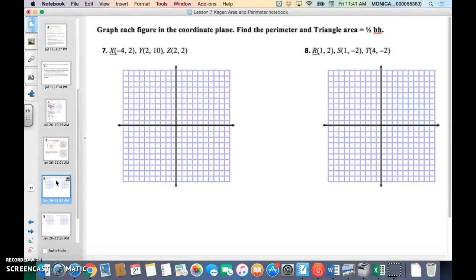Graph each figure on the coordinate plane, find the perimeter and the area. Don't forget the triangle area is 1/2 base times height. This is your practice, so you are expected to finish this for today. And this is on page 28.